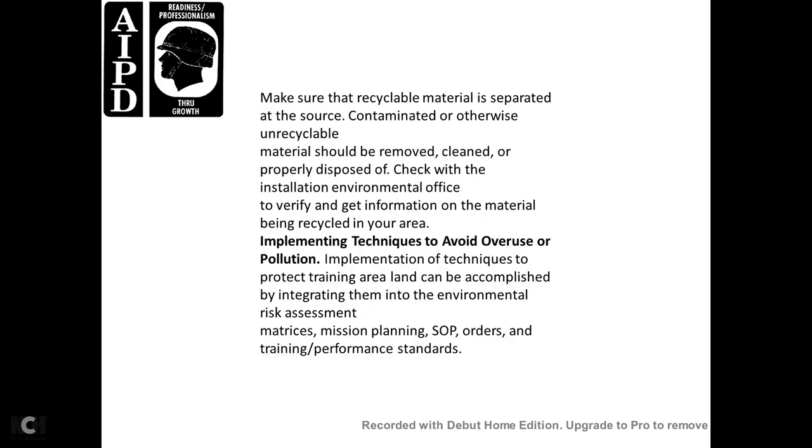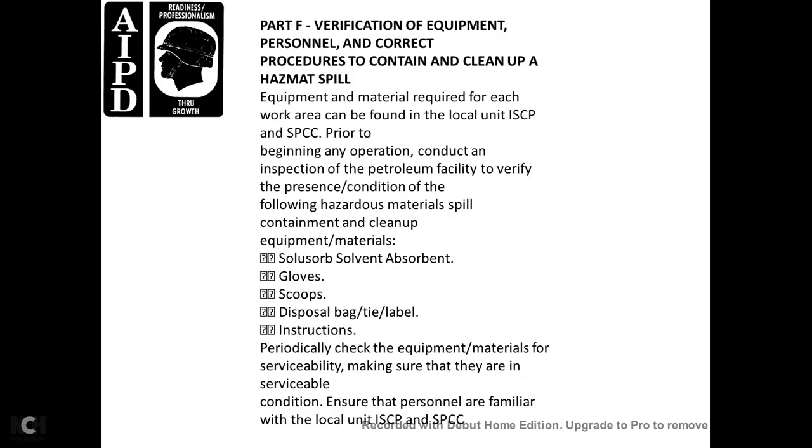Make sure the recyclable material is separated from the contaminated; otherwise, the unrecyclable material should be removed and properly disposed of. Check with the installation environmental office to verify the information on the material being recyclable, and implement techniques to avoid overuse and pollution of the air. Implementation techniques protect the training area of the land, accomplished by integrating them into the environmental risk assessment matrix of the mission, standing authorization procedure, order, training, performance, and standards.